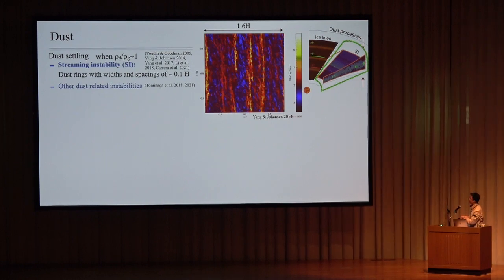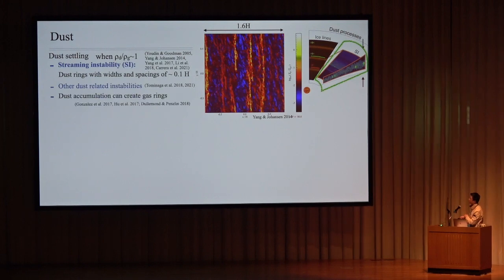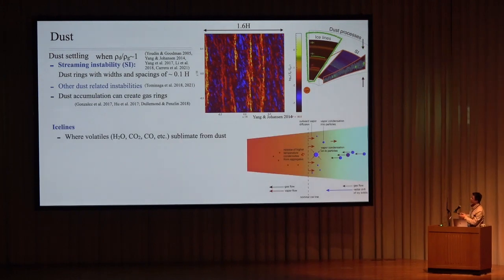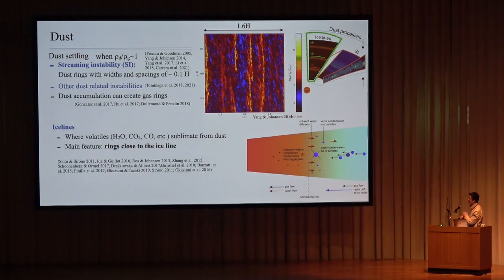And if you have a lot of dust concentration in the disks, they can produce gas rings. And finally, the dust could sublimate at particular radii, the dust sublimation radii or ice lines. The physics around the ice line is very complicated, but most of the models predict that you could have rings very close to the ice line.